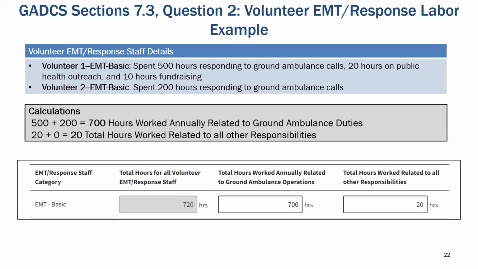For hours worked annually related to ground ambulance duties, you would add together all hours spent exclusively on ground ambulance duties, which in this case would be 500 plus 200, totaling 700 hours. Finally, you would report 20 hours for hours related to all other responsibilities. Note that the 10 hours fundraising does not get included in the hours worked annually for any of these categories.